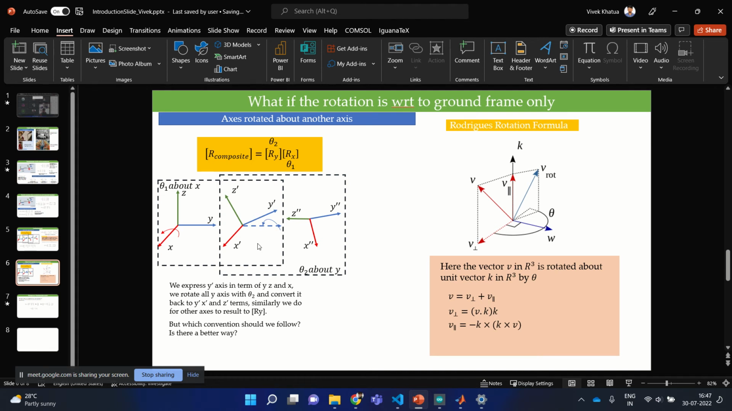Although you are not asked to solve any such problem, this is only for the sake of enhancing your knowledge, in case someone asks what it means to rotate about a frame that is not in your transformed frame. So this is how you do it.